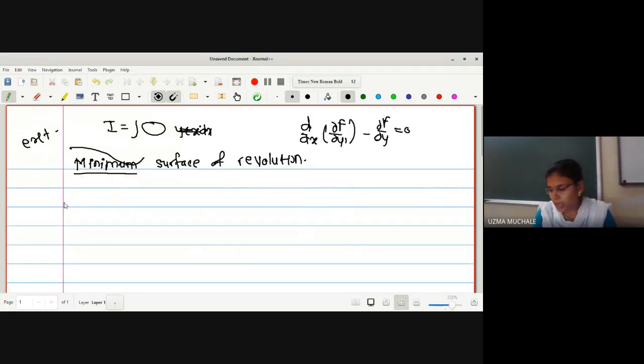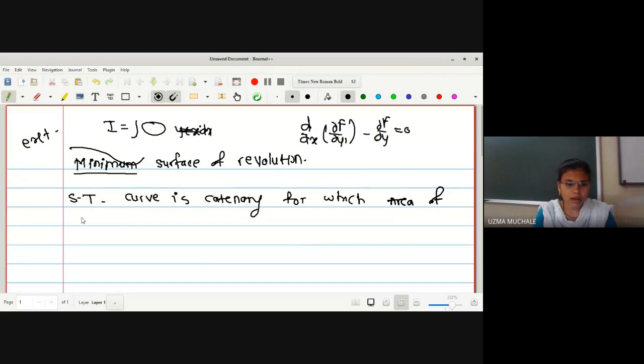Okay. So let me write down the question. Show that the curve is catenary for which the area of surface of revolution is minimum.